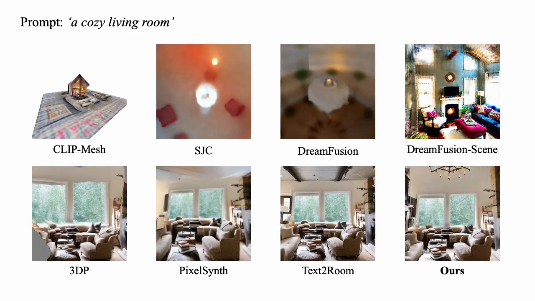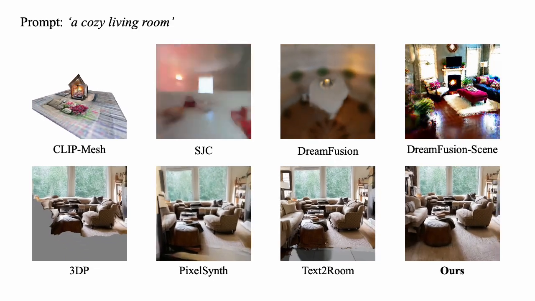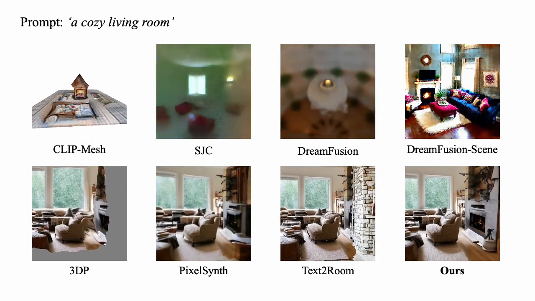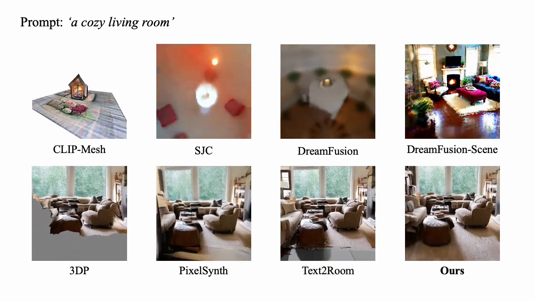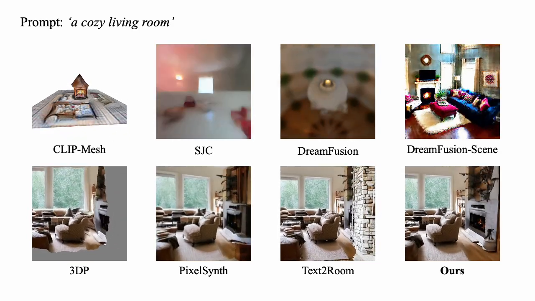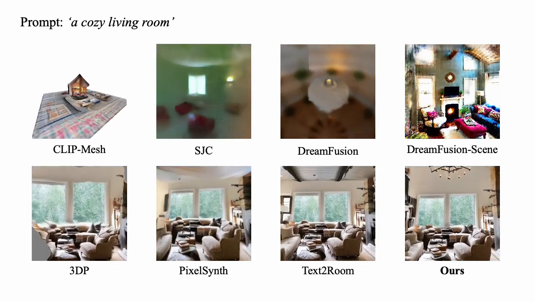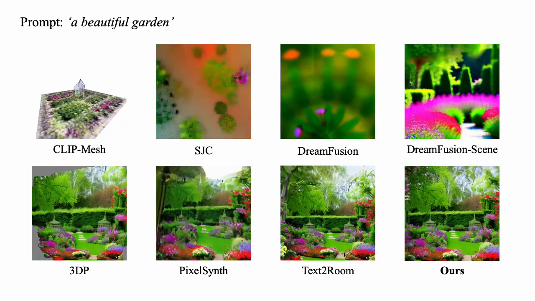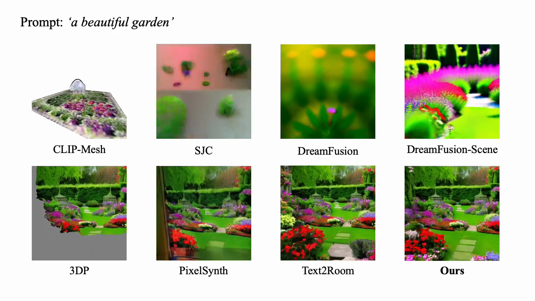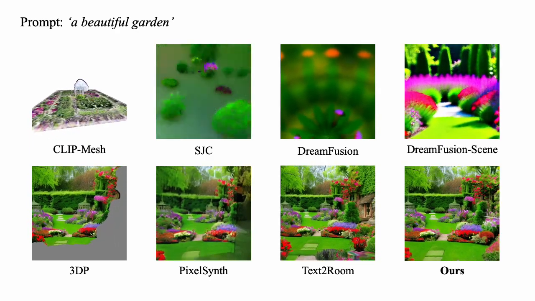To evaluate the performance of our method on text-driven 3D scene generation, we compare our method with 7 baseline methods, including 3 existing state-of-the-art text-to-3D methods, ClipMesh, SJC, and Dream Fusion, 1 modified version of Dream Fusion for 3D scene generation, Dream Fusion Scene, 2 novel view synthesis methods from single image, 3DP and Pixel Synth, and 1 recently arXiv-published concurrent work, Text2Room. Since ClipMesh, SJC, and Dream Fusion are designed for simple 3D object generation, they fail to generate complex 3D scenes related to the given prompts.